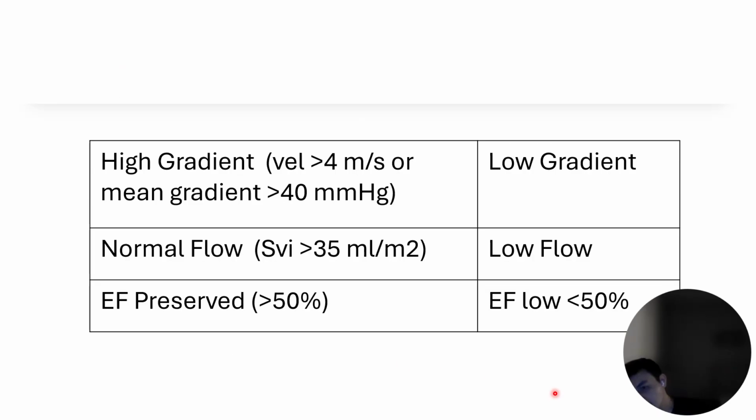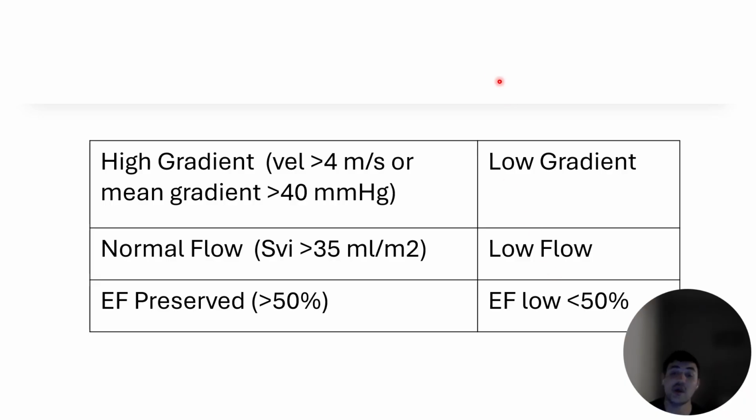Now, you have a combination of this. You have velocity and you have gradient. High gradient is a velocity of more than 4, mean gradient more than 40. Low gradient is less than that. Just keep in mind, high gradient is this, low gradient is this. Then, what is normal flow? Normal flow is a stroke volume index of more than 35, low flow is less than this, and ejection fraction preserved is more than 50, and ejection fraction low is less than 50.